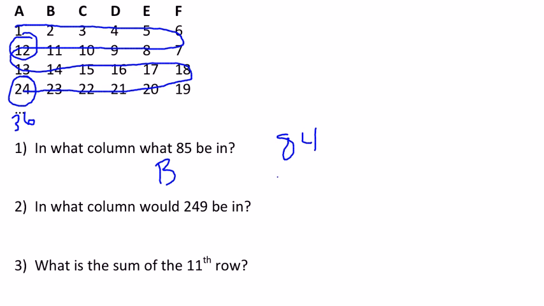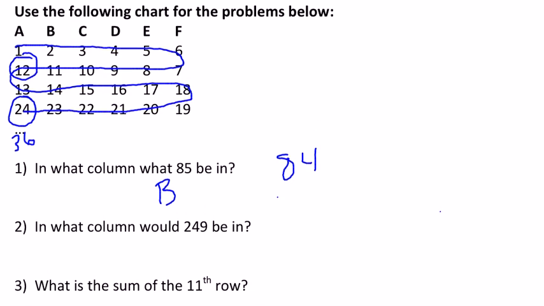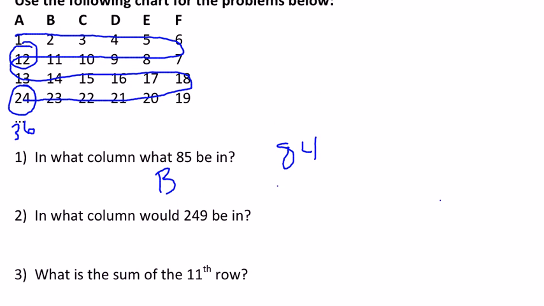For the second problem, 249, what we would do is divide 249 by 12. So we see how many times 12 goes into 249, and that's going to be 20 with the remainder 9. So what that means is the multiple of 12 is 240, and so you're going to have 240 in column A, and then you're going to start counting up, 241, 242, and then start counting back.